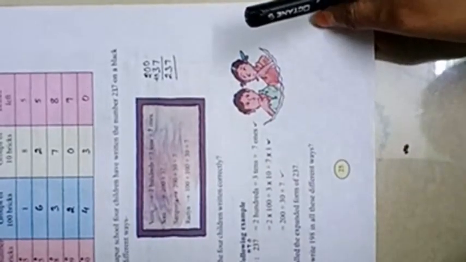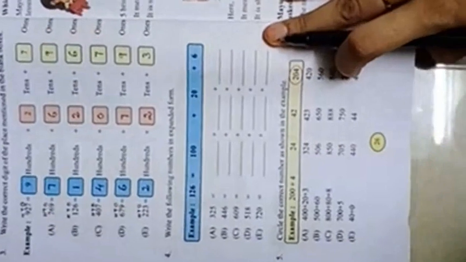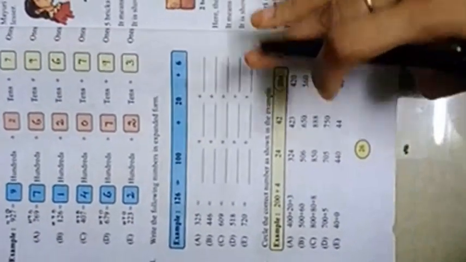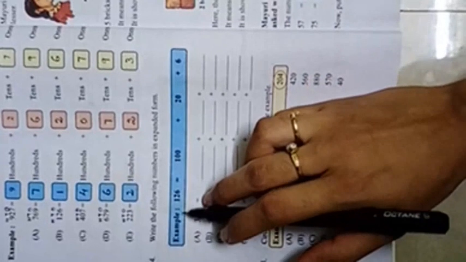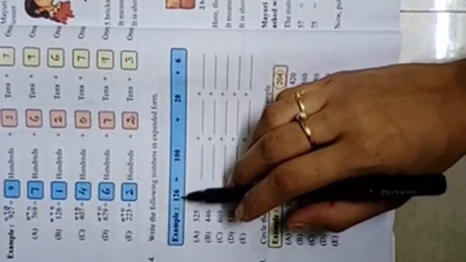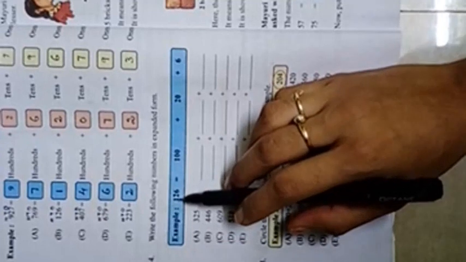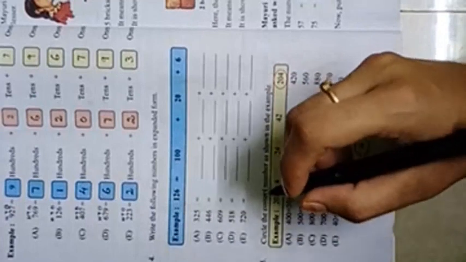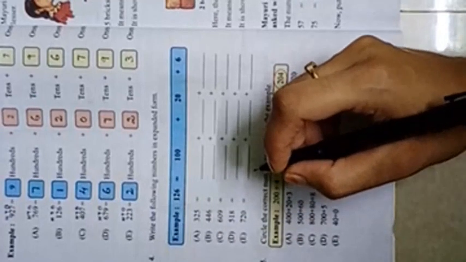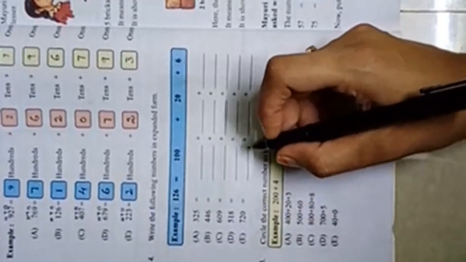Is that clear, children? Let's start that bit. Okay, children. Now, look here carefully. Here, he has given one example. Understand carefully. Whenever you want to expand a number, first you write places.